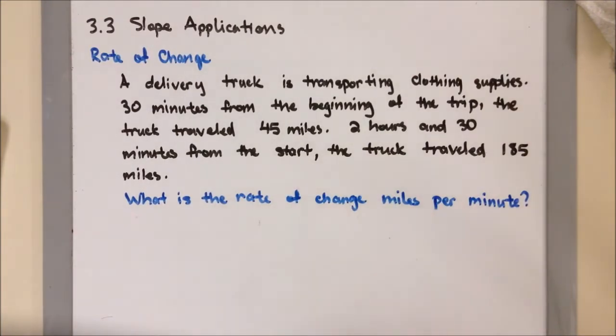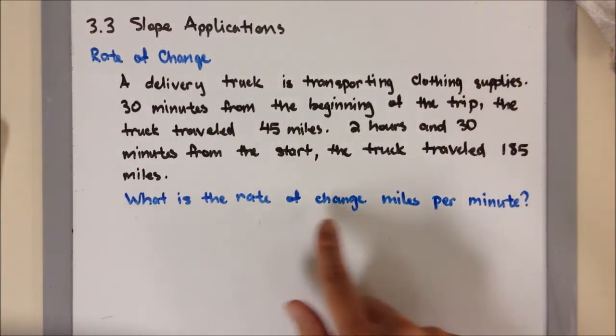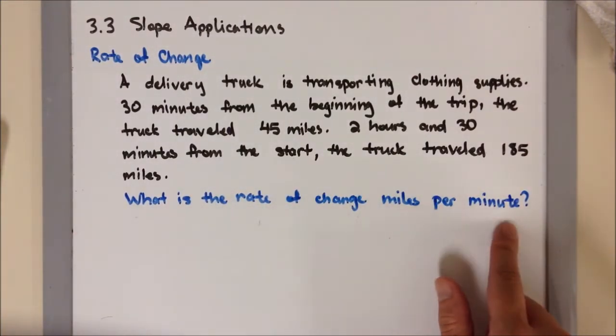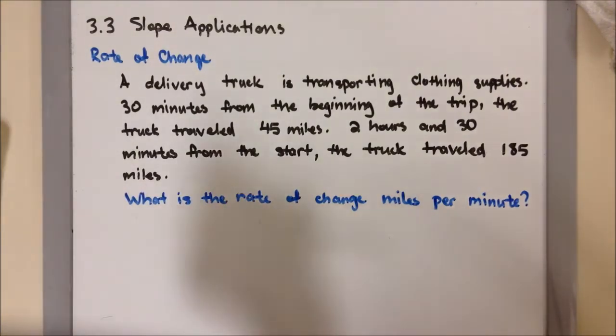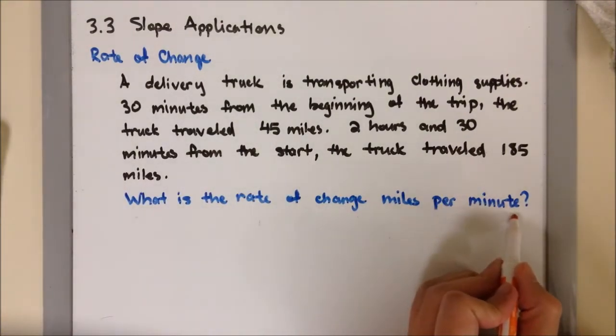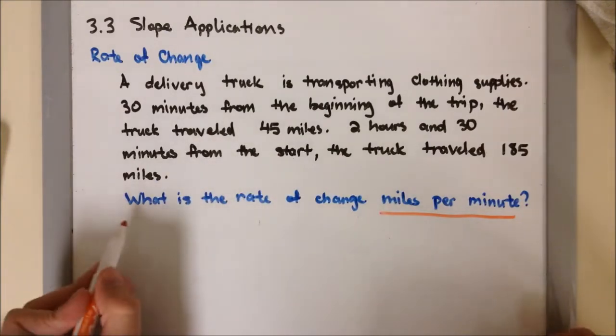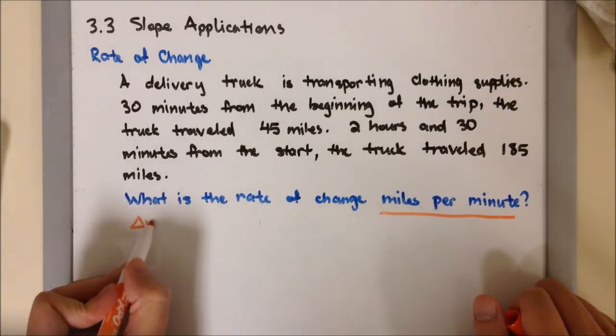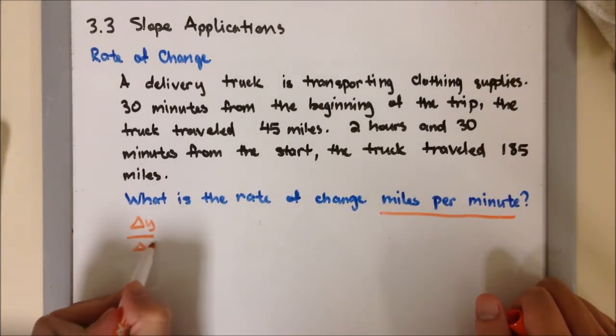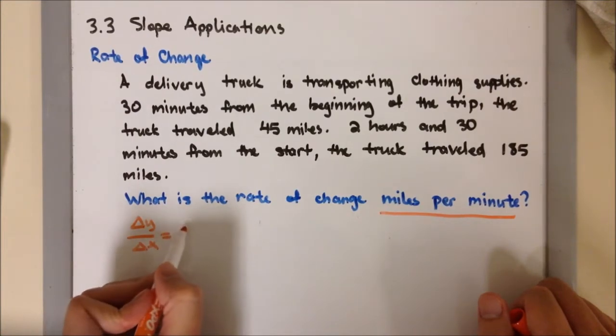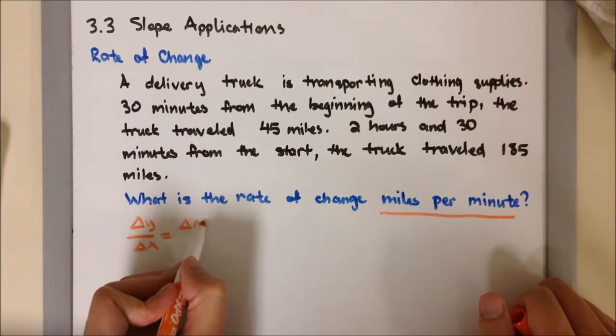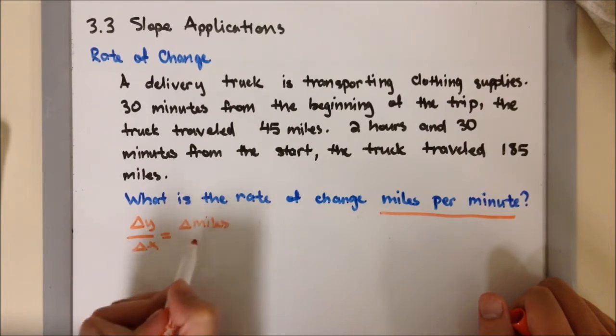I'm using the same word problem, but now the question is, what is the rate of change in miles per minute? So let me underline that. Miles per minute. So my change of y over my change of x is equal to change in miles over change in minutes.